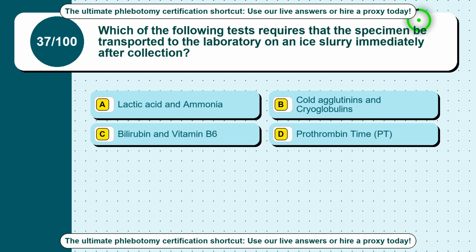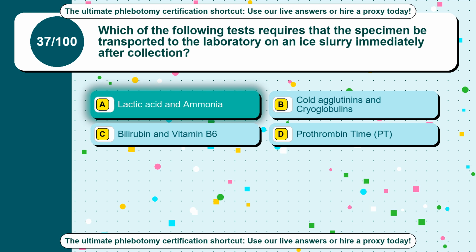Question 37. Which of the following tests requires that the specimen be transported to the laboratory on an ice slurry immediately after collection? Option A. Lactic acid and ammonia. Option B. Cold agglutinins and cryoglobulins. Option C. Bilirubin and vitamin B6. Option D. Prothrombin time. The correct answer is option A.